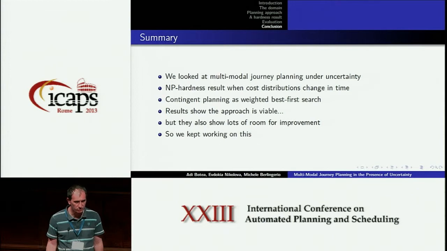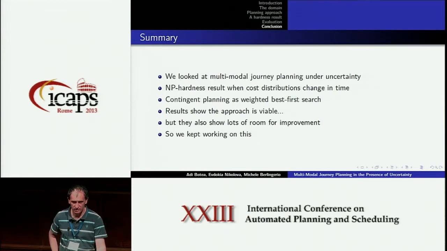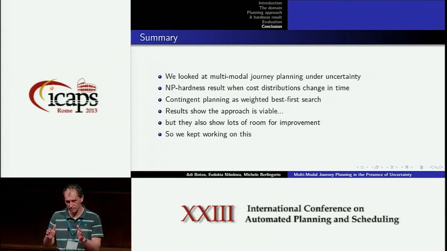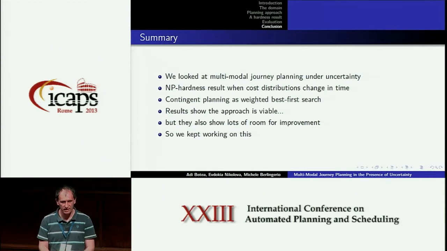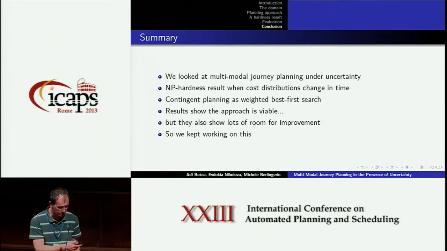So in summary, we looked at multimodal journey planning under uncertainty. We showed an NP hardness result when the distributions of the costs change in time. Then the approach that we took is based on contingent planning as weighted best first search. And to us, the results showed that the approach is viable, but they also show lots of room for improvement. And in fact, we kept working on this in the recent month.